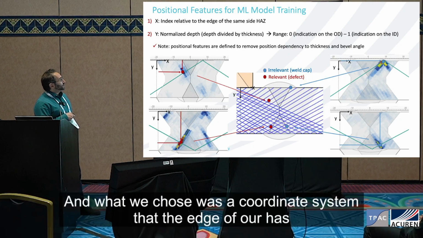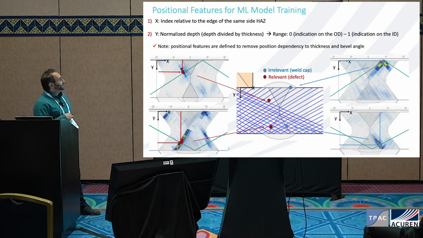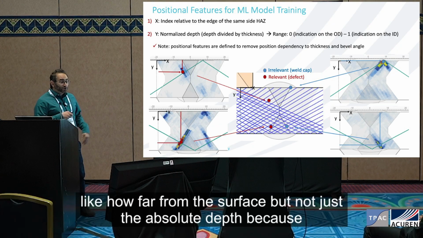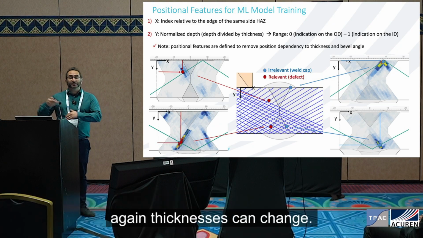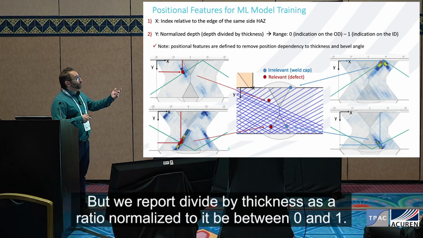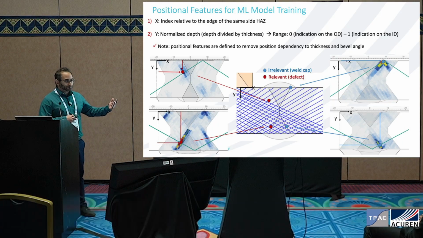And what we chose was a coordinate system where the edge of the weld has an index x, which is how far the indication is from this corner, and y is depth, how far from the surface. But not just the absolute depth, because again, thicknesses can change. We report depth divided by thickness as a ratio normalized to be between 0 and 1.